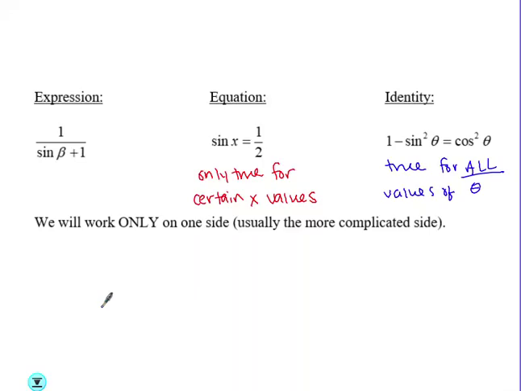So today, as we are verifying trig identities, we are going to show that, using identities we already know, one side of an identity is equal to the other side of the identity. For this, we will only work to simplify one side. And usually you want to pick the more complicated side.